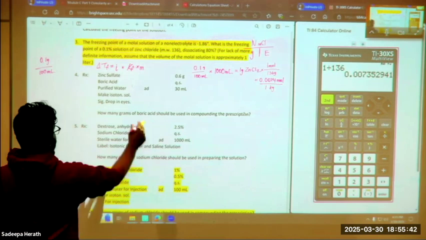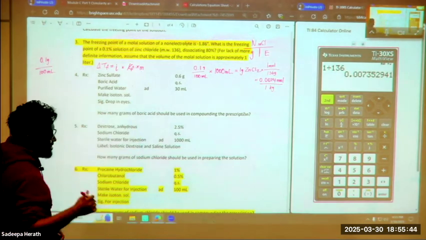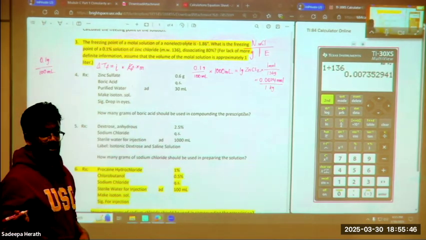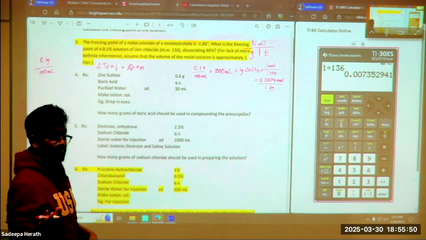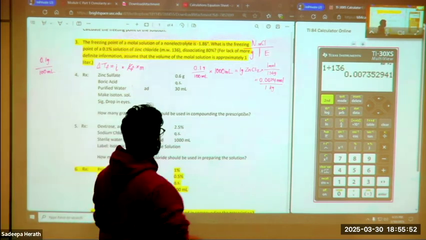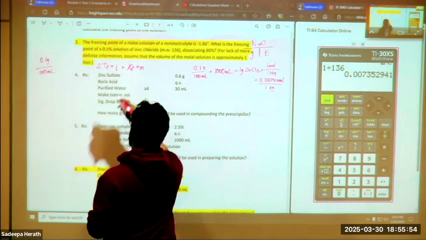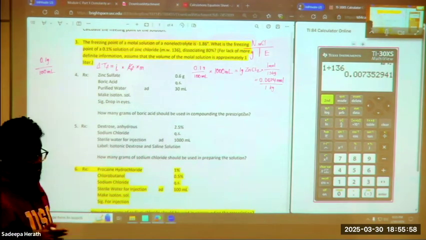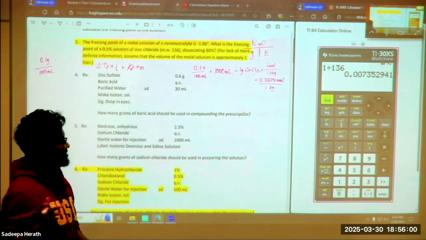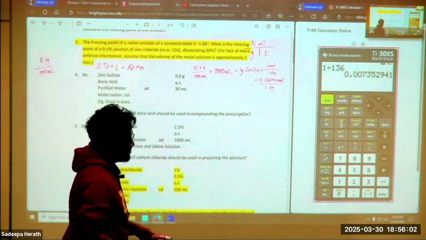That's good. And we just said that we assume that our solvent is water. So therefore, our Kf is also going to be 1.86. All we need to find out now is our I. So this goes back to that dissociating 80%. I'm going to give you guys an example here.